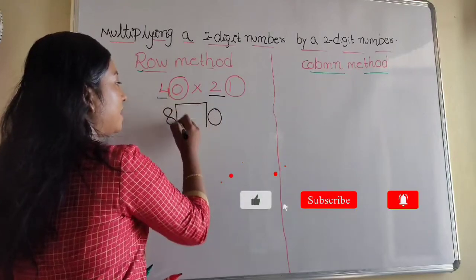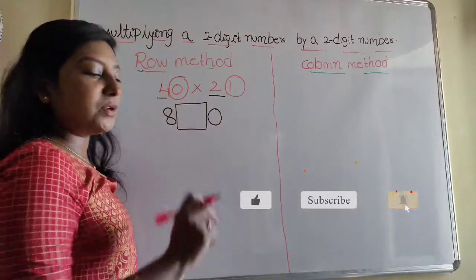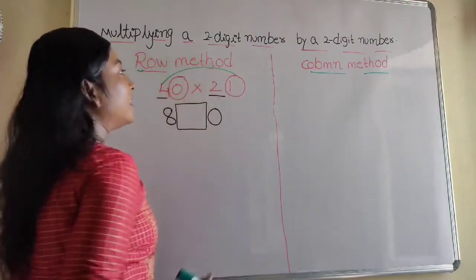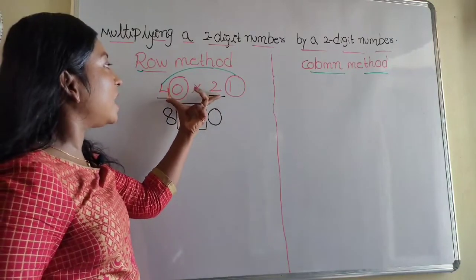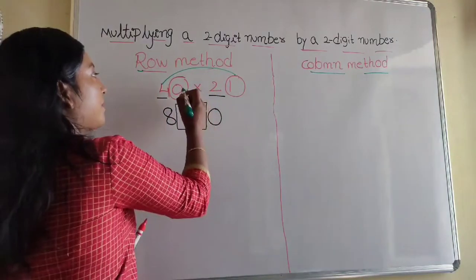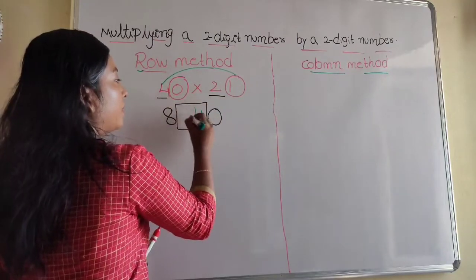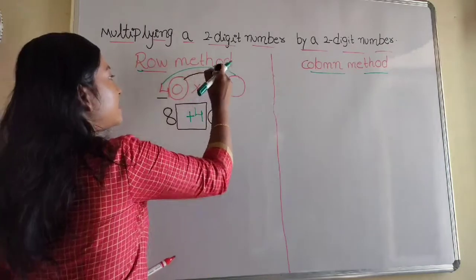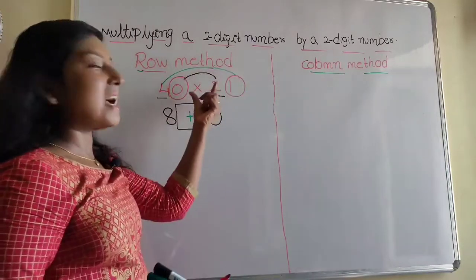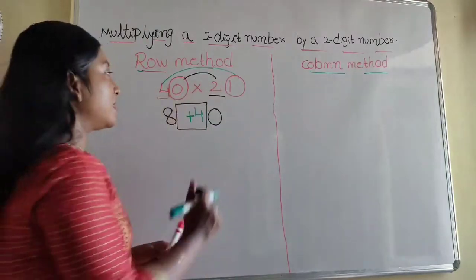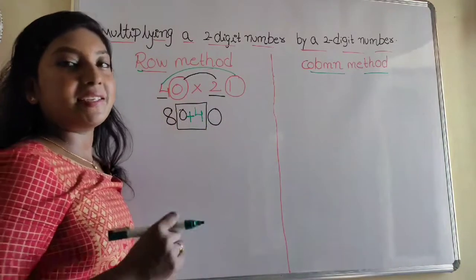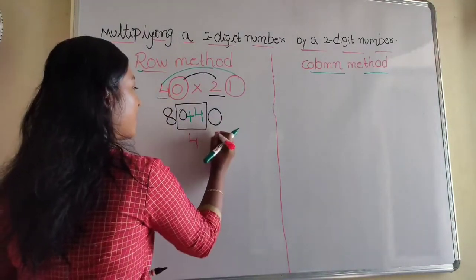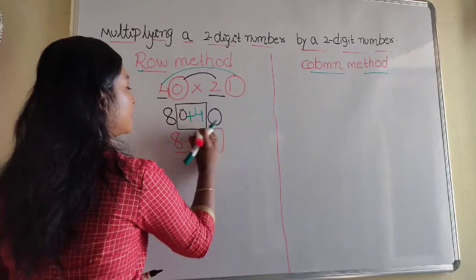Now, let us see how to find the middle one. While doing the middle one, we have to use 4 into 1. That means we are multiplying the extreme digits. Next, 4 into 1 gives 4, plus 0 into 2. So, here we are multiplying the extreme digits and the middle digits. 0 into 2 gives 0. Now, let us add these two. So, 4 plus 0 gives 4, and get the remaining 0 and 8. So, 840 is our result.